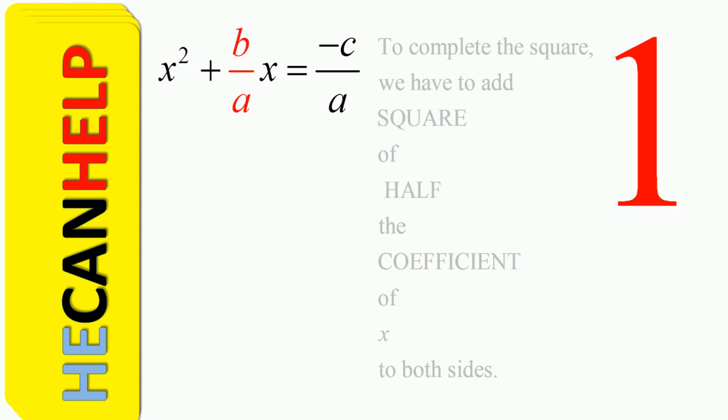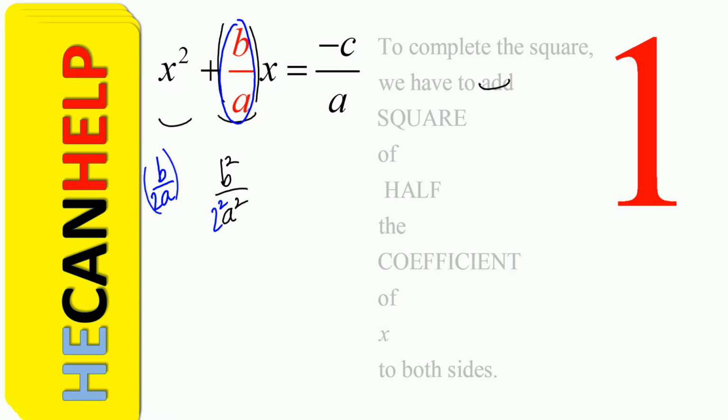Before we do the problem, please don't forget x squared plus b over a x is equal to negative c over a. What is the coefficient of x? B over a. And what is half of the coefficient of x? It is b over 2a. And then you take the square of b over 2a. What do we get? B squared over 2 squared a squared, or b squared over 4a squared. So we have to add the square of half the coefficient of x to both sides.